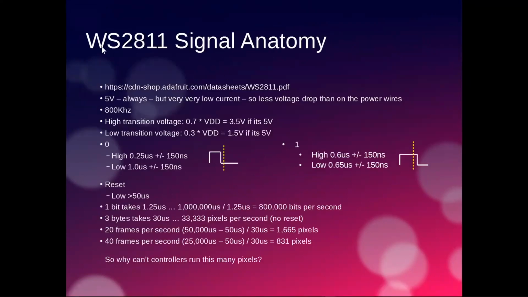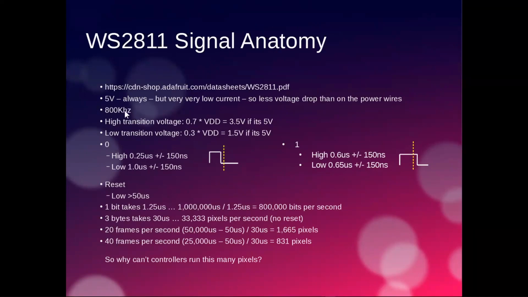So what does a WS2811 signal look like? Well, you can go and have a look at the data sheet. And if you're into reading data sheets, it lays it all out. But effectively, the 2811 is a chip, and it always runs at 5 volts. Even when you've got 12-volt pixels, the 2811 chip is still a 5-volt chip. It's very low current. It hardly pulls any at all, right? So it's definitely not a factor in the voltage drop.